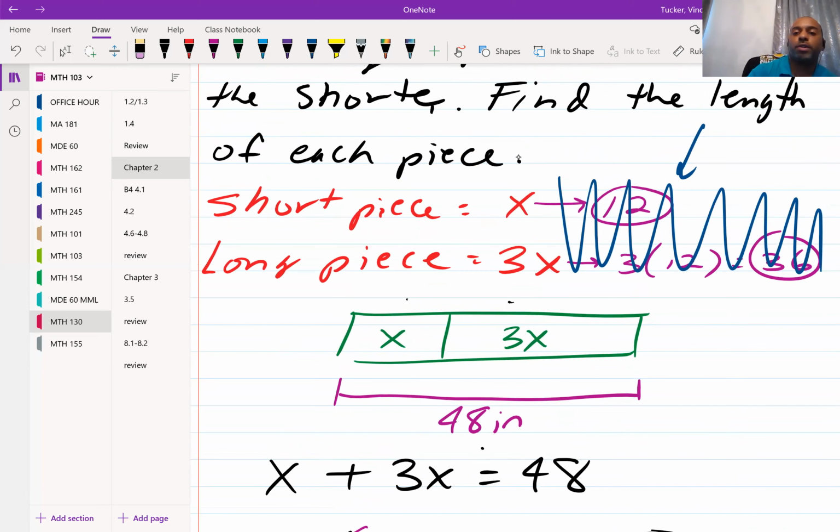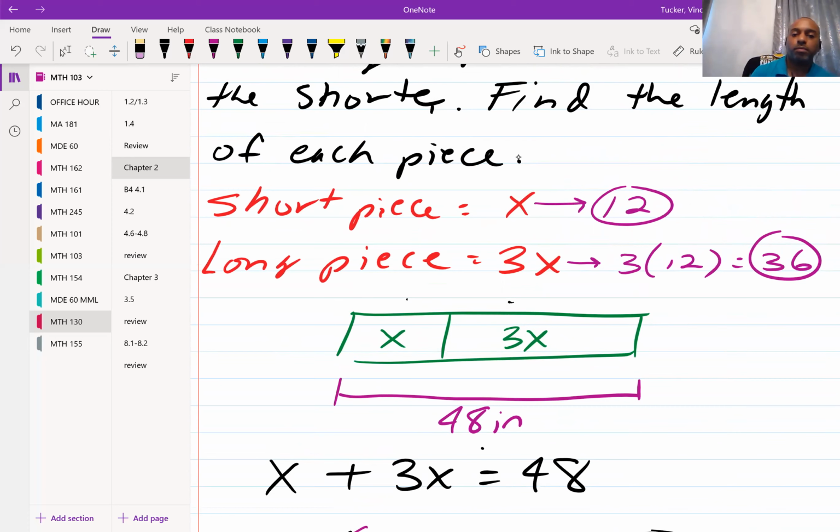So we know X is 12, and that represents our short piece. And then 3 times 12 represents our long piece, which is 36. And then of course, if you add those together, you will get 48, which is the length of the stick in total.